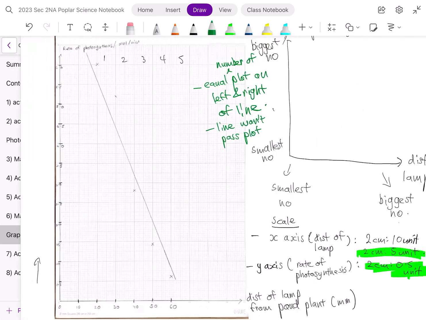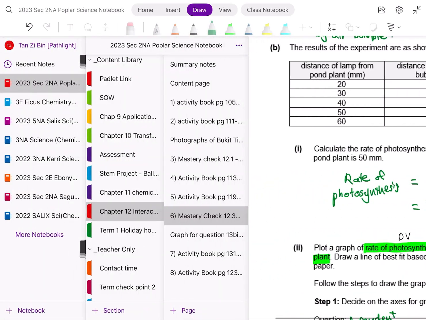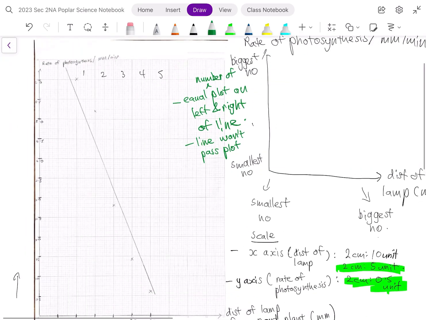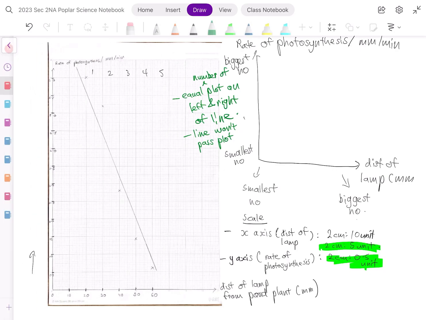Okay, so this is your graph. Okay, all right, yes, so remember to do your corrections, okay, maybe some of y'all the scale today wrong, erase off and then draw this one. Okay, so use this one to help you lah. Okay.